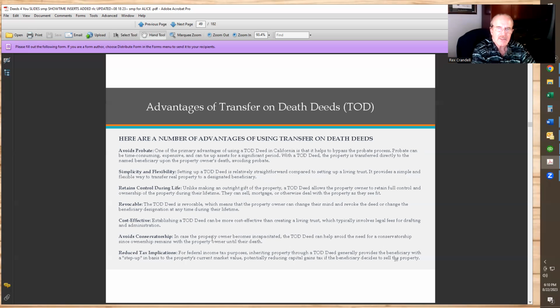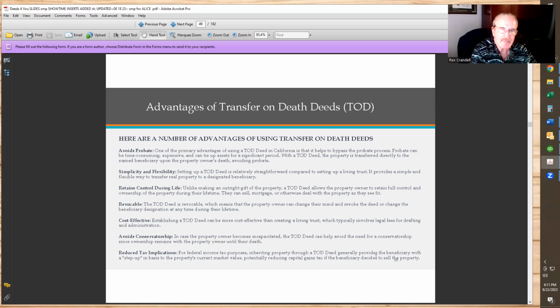And since I'm an estate planning attorney, I think a trust is a better way to handle these types of situations. It does avoid conservatorships because the incapacitated person doesn't need to change anything and it's already planned out.